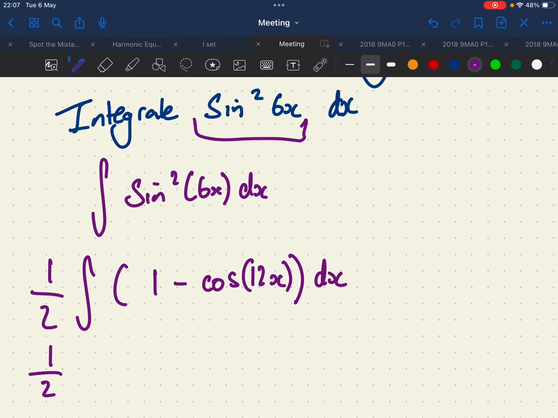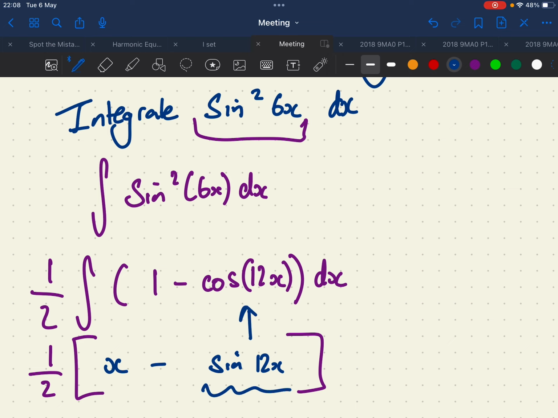The half is going to stay as it was. 1 should become what then? So it should become an x. Cos, well, where does cos come from? Cos comes from sine. I'm going to preserve the sine because minus sine minus cos. How to deal with the fact that if I tried to differentiate this back, what would I get? I'd get 12 cos 12x. So to compensate for that, I need to put a 12th there.